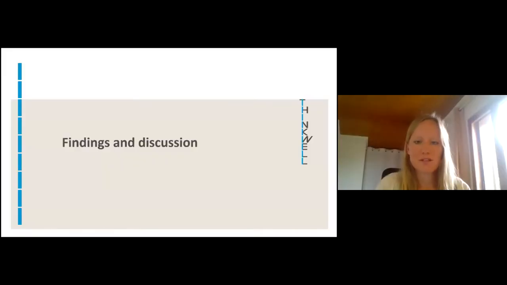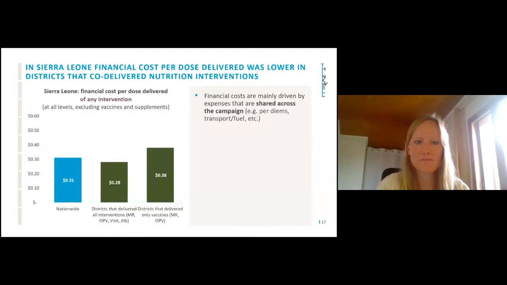Yeah, okay, so then over to the results and findings of our studies on integrated campaigns. So on this slide, we see the financial delivery cost of the campaign in Sierra Leone. And in the graph, we see the delivery cost. So that excludes the vaccines and the supplements themselves. So it's really just the cost of delivering those interventions. And we show the delivery cost per dose delivered. And we see that nationwide, this came down to 31 cents per dose of any intervention delivered.